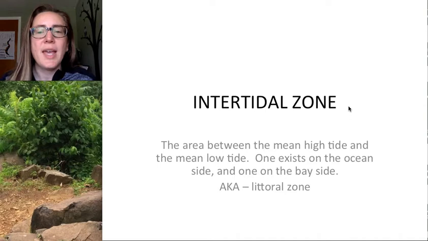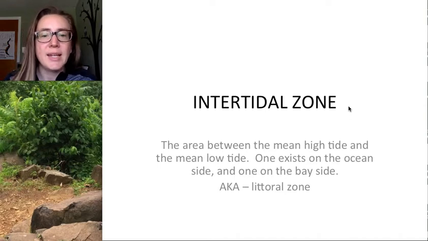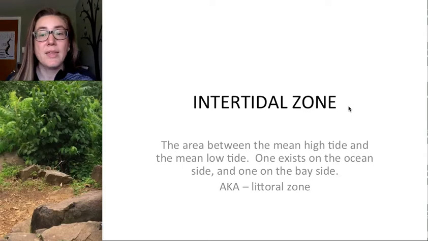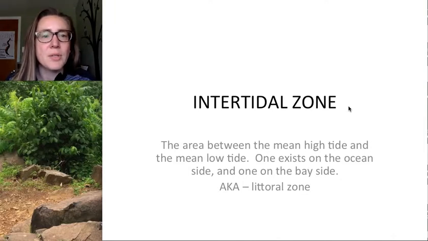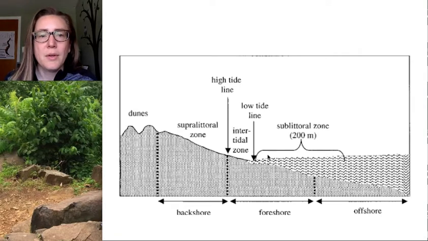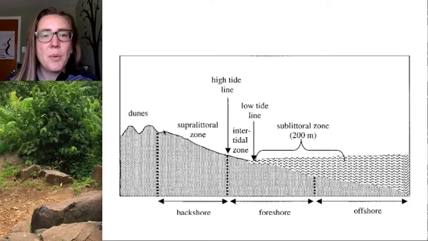So the littoral zone is the area between the mean high tide and mean low tide. And there's going to be one on the ocean side and one on the bay side of the barrier island. So another name for it is the littoral zone, the area of which the water is going to be moving from high to low tide. The littoral zone, again, is going to be between the high and low tide, but if you go below that, then that's the sublittoral zone to the ocean. And then if you go above that on both the bay and the dune side, it is the supralittoral zone.